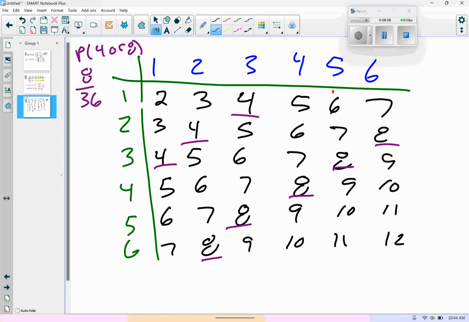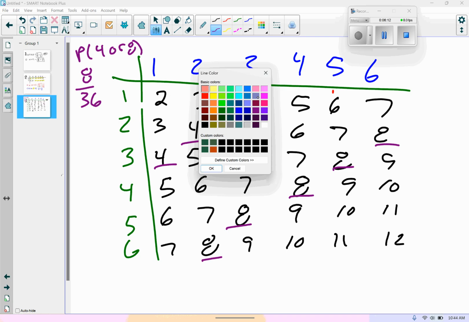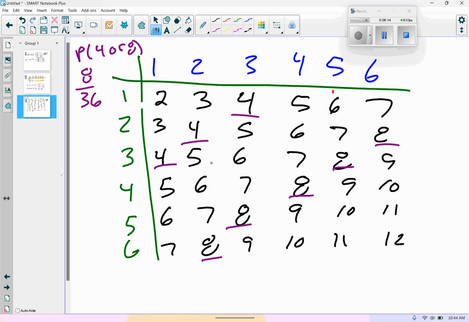Rolling the sum less than 9. I've got to change some colors so we can see this, because this is going to get a little bit messy. 26 out of 36. You basically just chop off that bottom corner.